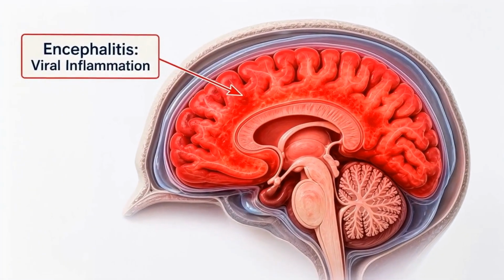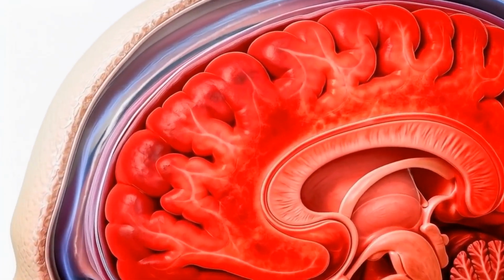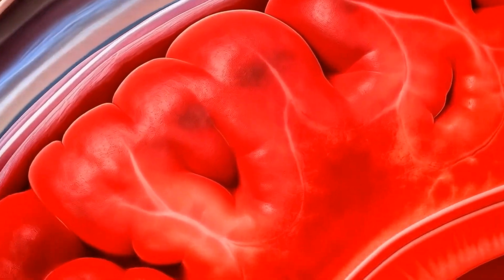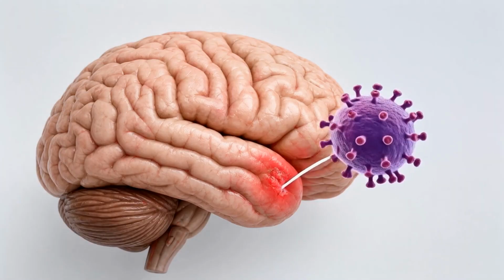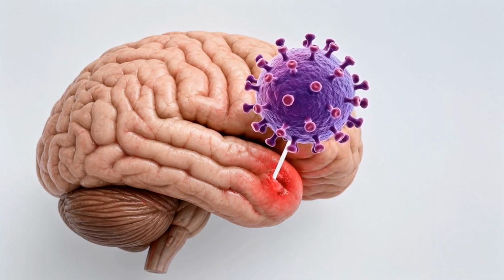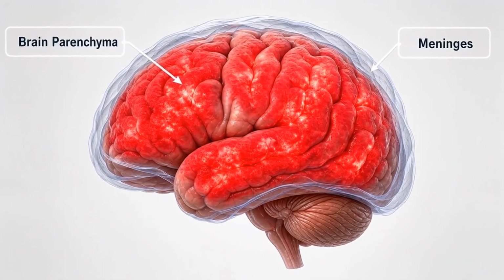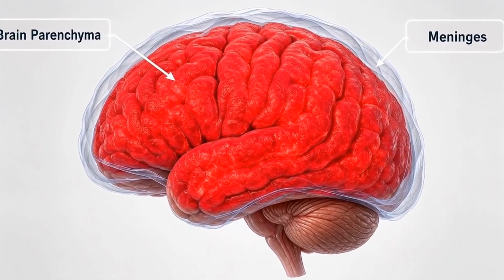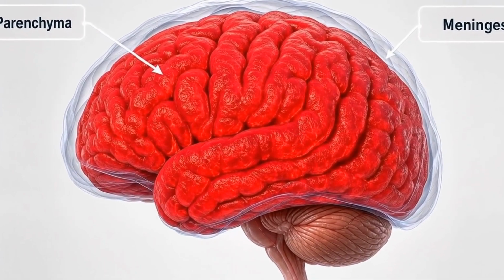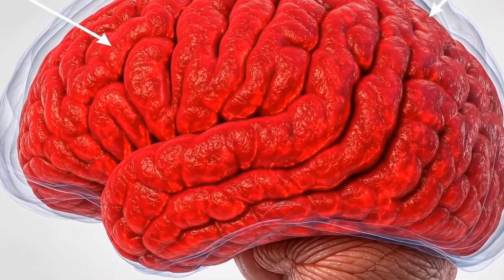Encephalitis, meanwhile, is the inflammation of the brain tissue itself, most commonly caused by viral infections. The herpes simplex virus is a frequent culprit, though other viruses can also lead to this serious condition. Because the brain tissue is directly affected, patients often exhibit much more profound neurological dysfunction than in meningitis.